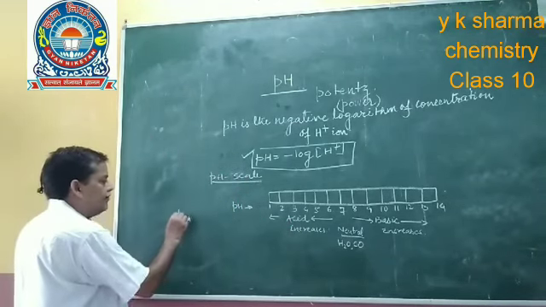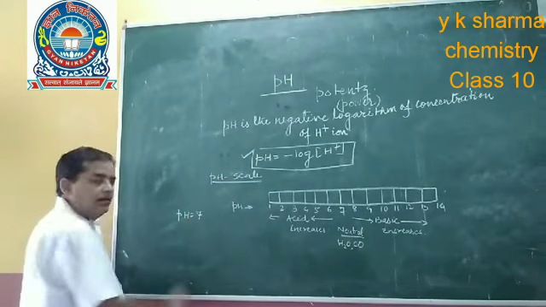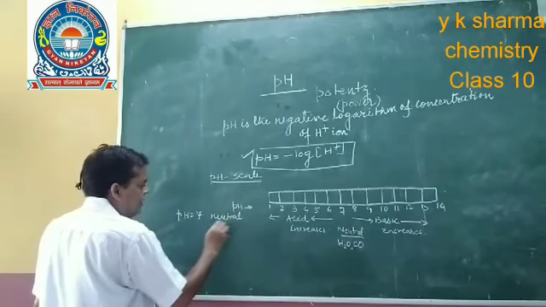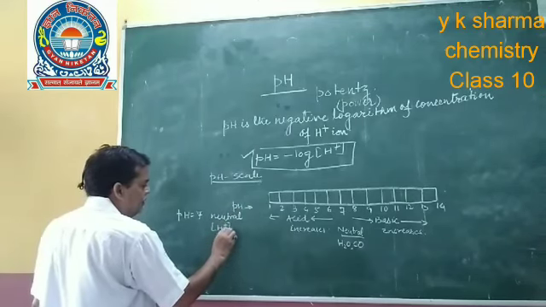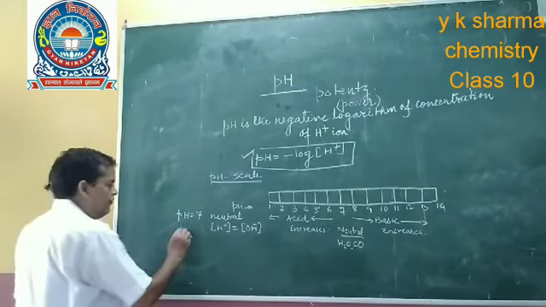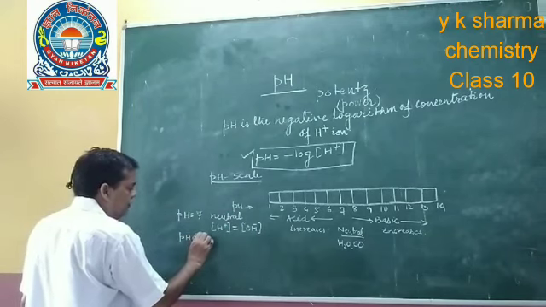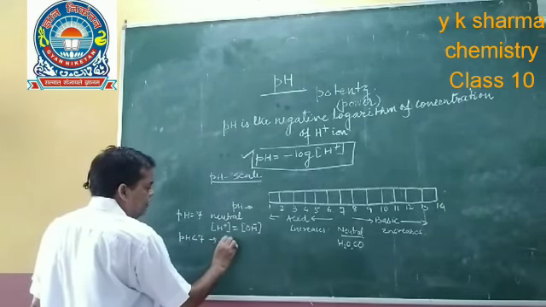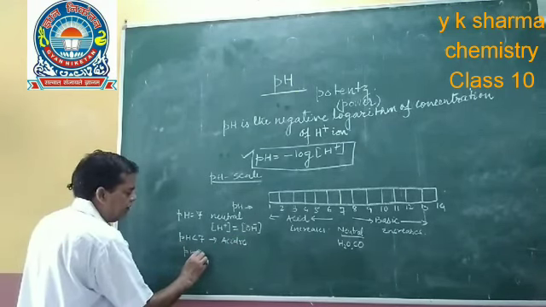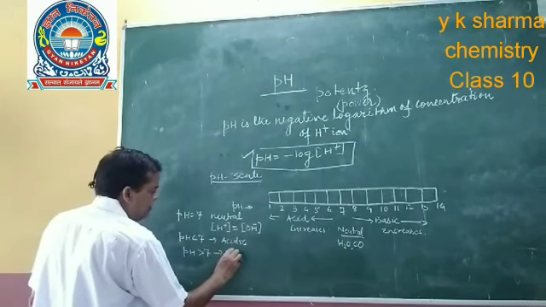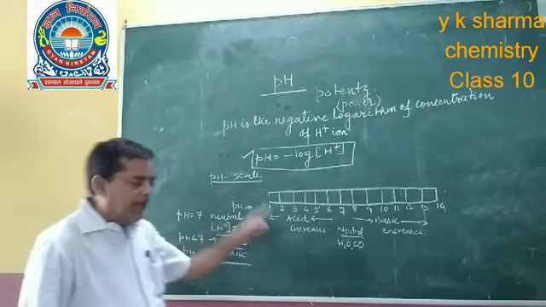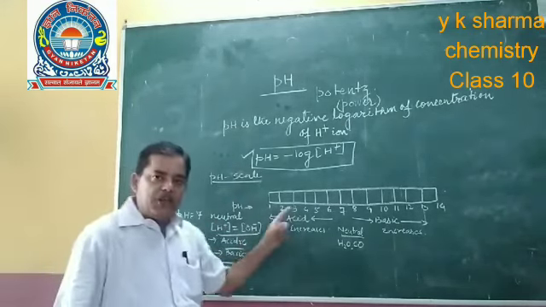So if the pH is 7, it is termed a neutral solution. In this case, the concentration of H plus ion is equal to the concentration of OH minus ion. If the pH is less than 7, the solution will be acidic. And if the pH is greater than 7, the solution will be basic. Okay? So it is clear? Now in this topic, you can see the nature of the solution.